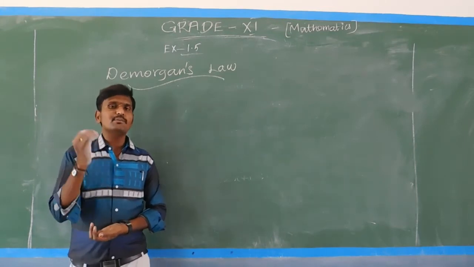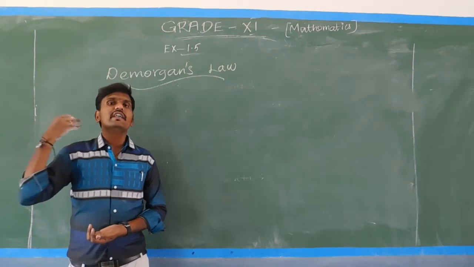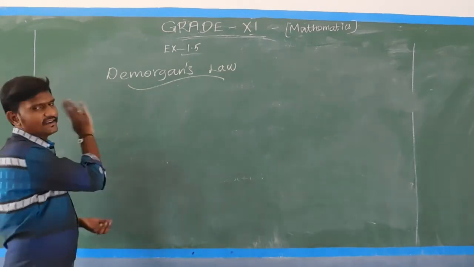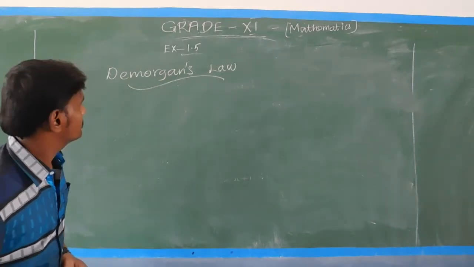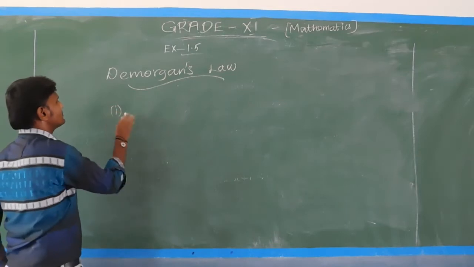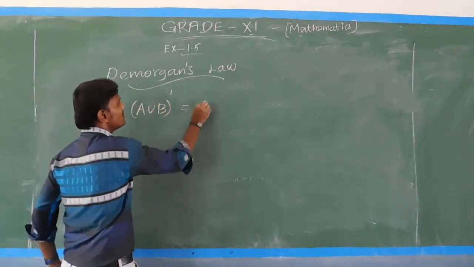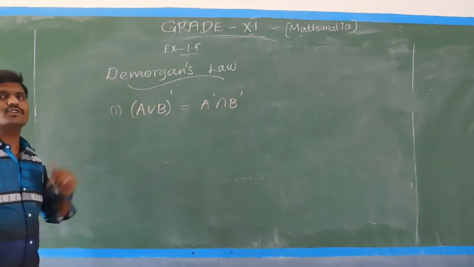Suppose I am taking the intersection of... So this is your De Morgan's law. It's given by, so the first one is (A union B)' equal to A' intersection B'. So this is your De Morgan's law.